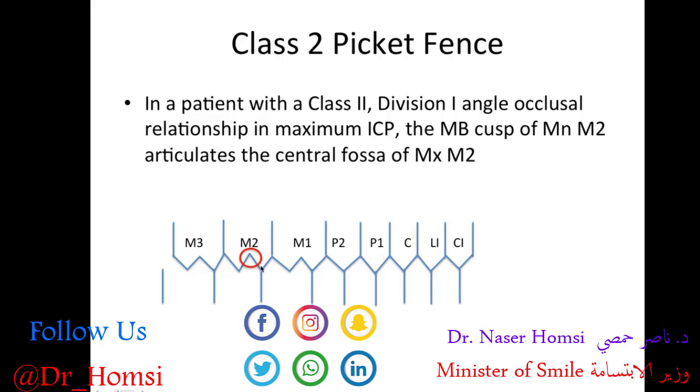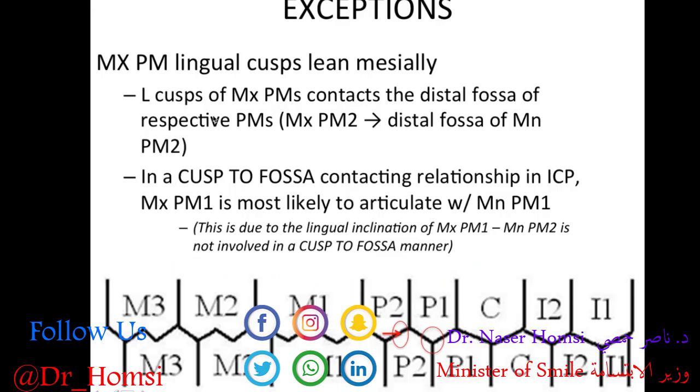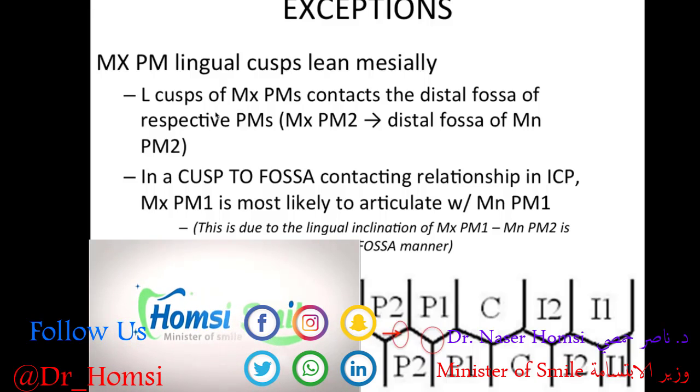All right, so if we find the second molar and then we find the mesial buccal cusp, it's going to be articulating with the central fossa of the maxillary second molar. So you see, those aren't too bad. Those are a little harder to visualize, and so that's where the picket fence really comes in handy.